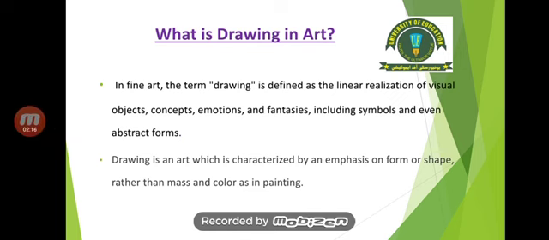As drawing is a linear realization of visual objects, it means that if we look at some object or figure, the first thing which we see is the contours of that object or figure. We focus more on the lines of these objects and try to capture them with the help of lines. So basically, lines are the key element which helps to capture any object in drawing.